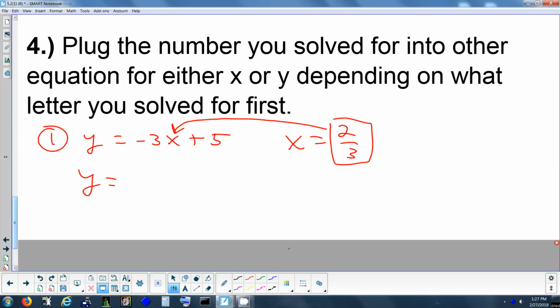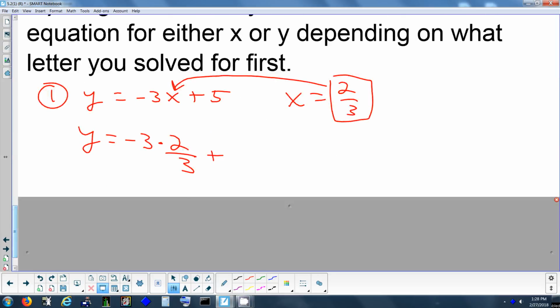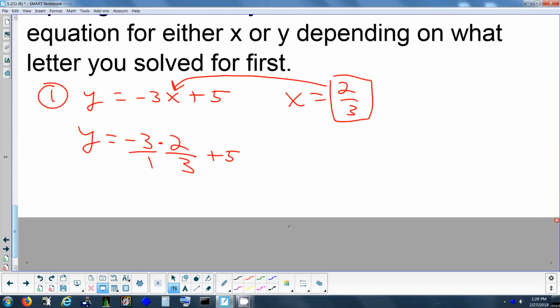Somebody remind me, what are you plugging in for x? 2/3. So -3 times 2/3 plus 5. Now -3 is not a fraction, but if you wanted to make it a fraction, just like a slope, you could put a 1 on the bottom. Before you add, let's reduce anything we can. The 3s cancel out, leaving -1 and 2 over 1. She just cross canceled, that's all, and you can multiply across as well.